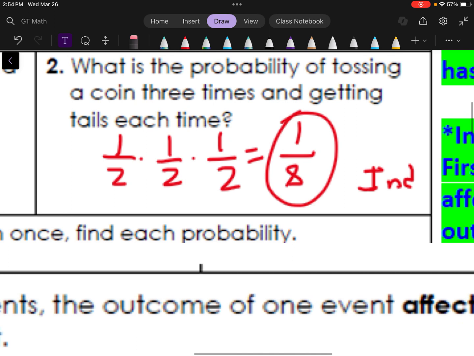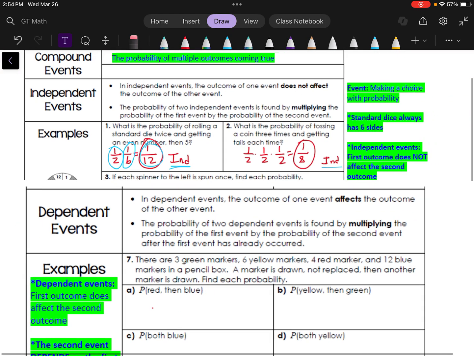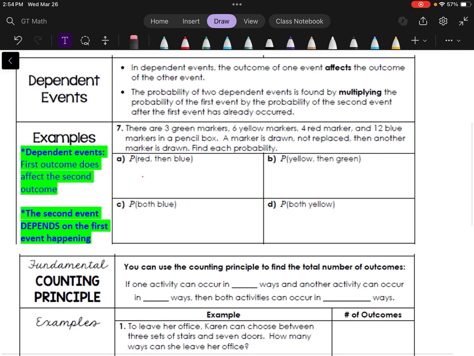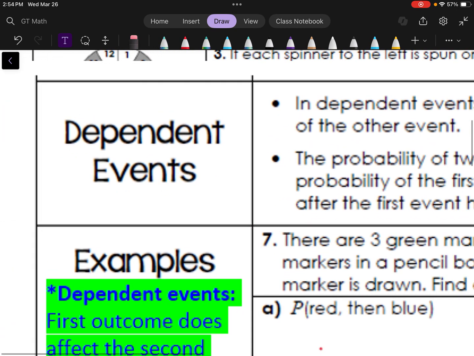So it's like flipping a coin 3 times: 1/2 times 1/2 times 1/2. You have a 1/8 chance, and it is independent, meaning one does not affect the other. However, we also have things called dependent events. Dependent events are where one event does affect the second one.